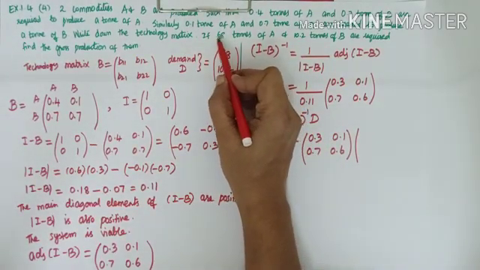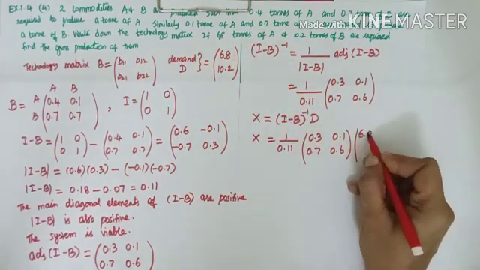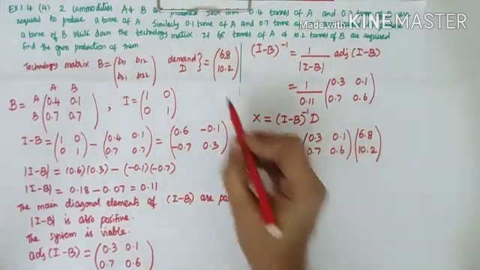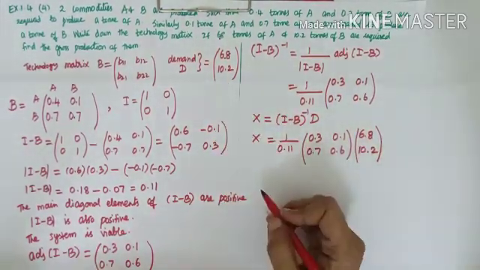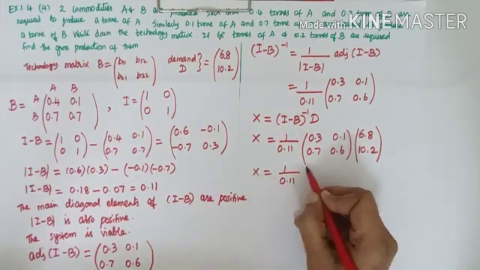Change it in the question. It is not 68, it is 6.8. So 6.8 into, and the second number is 10.2. As I multiply, you can use your calculator.